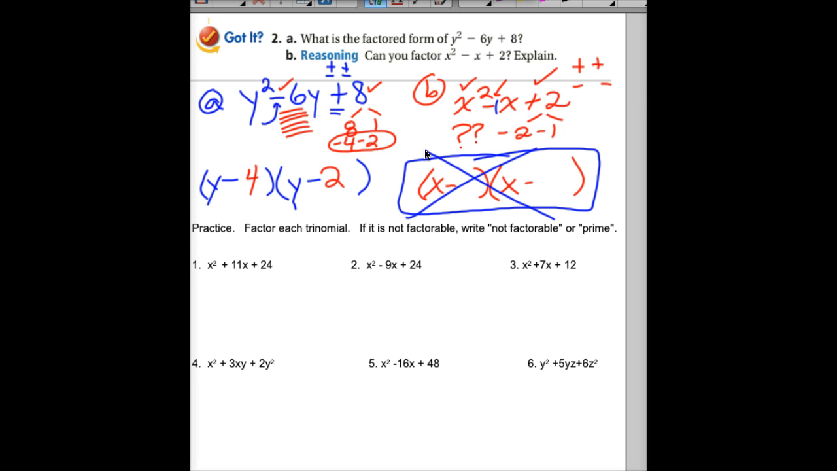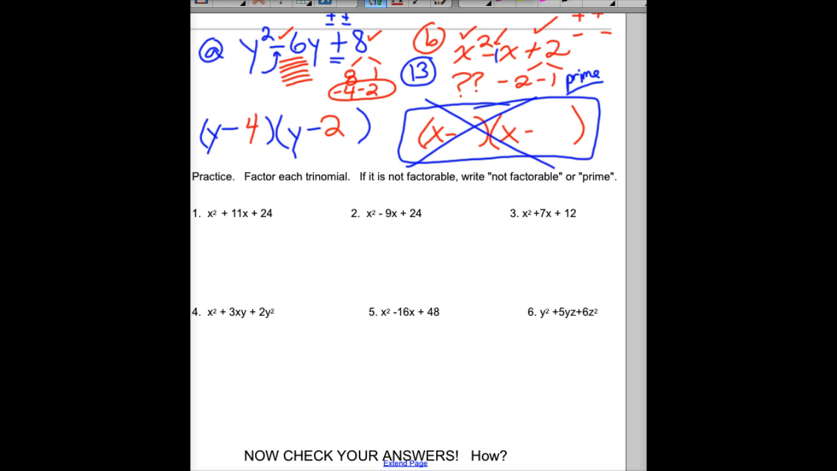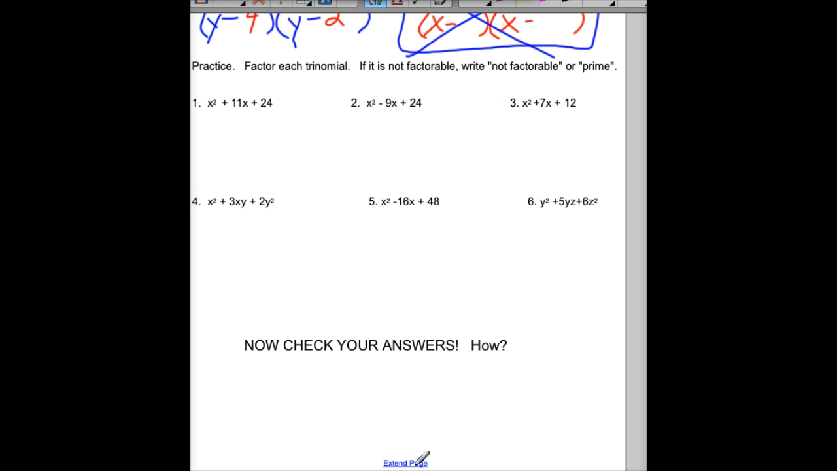Well, it's just like in elementary school when they say factor 13, you'd say, I can't, and there was a word for it. When you couldn't factor it, like 13, 7, 5, 19, 79, we called it prime. Well, this is called a prime polynomial. So let's go do some practicing.